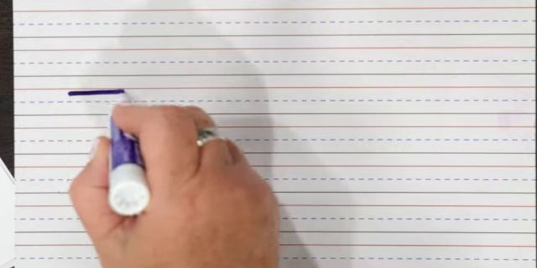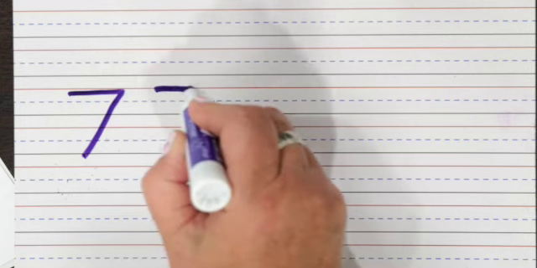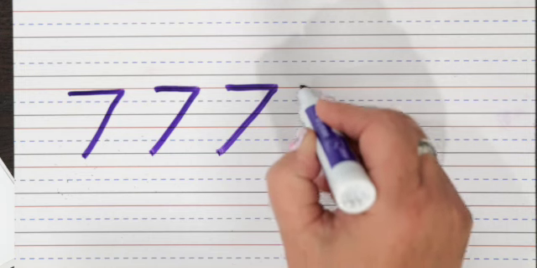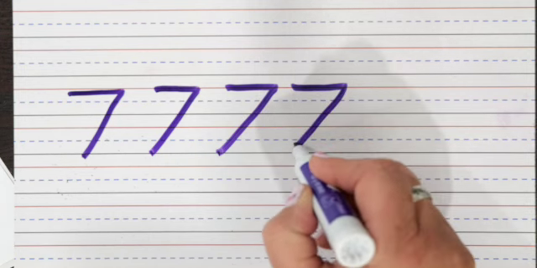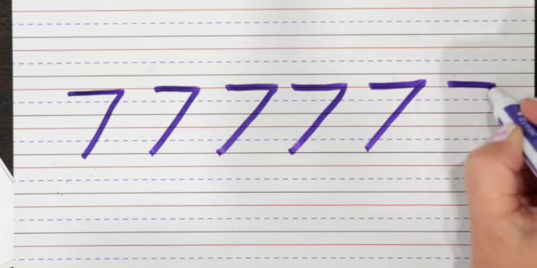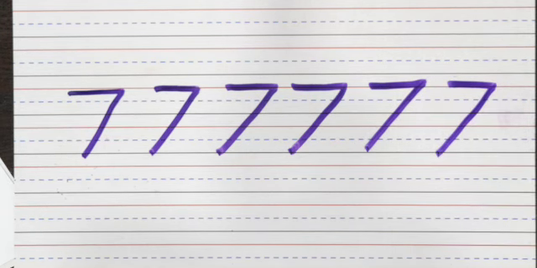The number 7 is across and slant. Across and slant. That's how you make a 7.